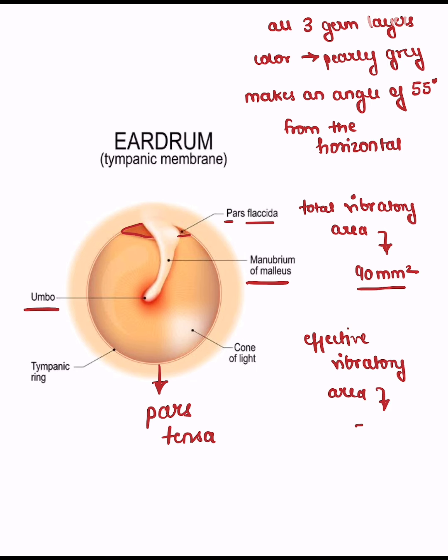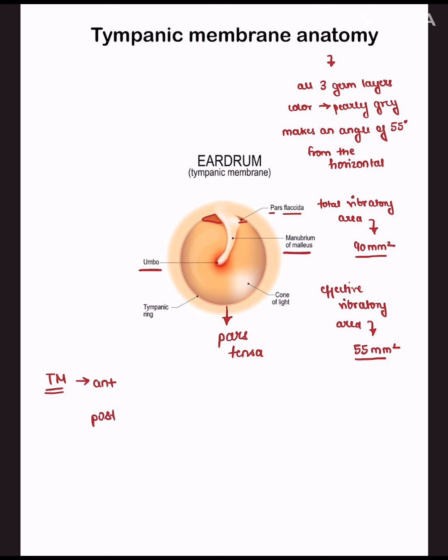The tympanic membrane has two borders, anterior border and posterior border. The posterior border is tilted more towards external auditory canal and anterior border is tilted more towards middle ear.